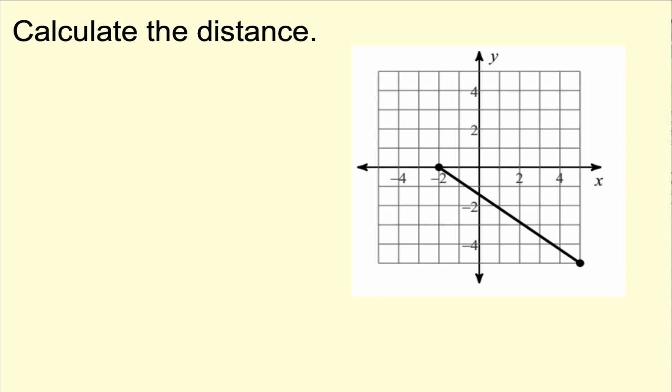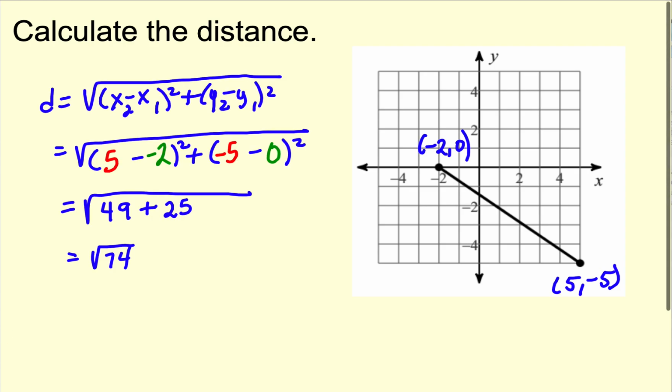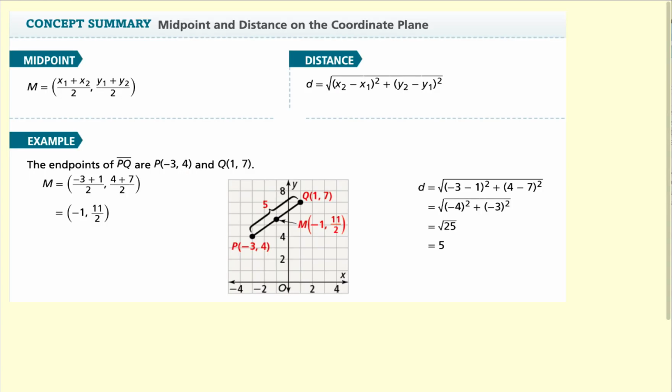All right, let's try again. Stop the screencast, see what you can do. And here's the answer. Again, set up the problem where you take the square root, you're going to subtract the x's squared, subtract the y's, square it, and then simplify. So this lesson was about finding the midpoint and finding the distance.